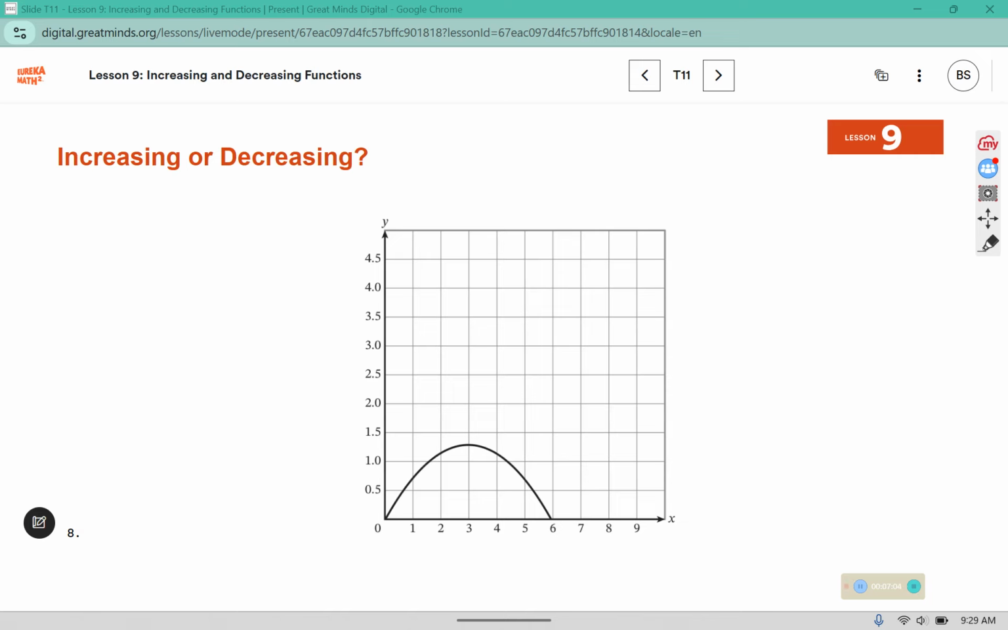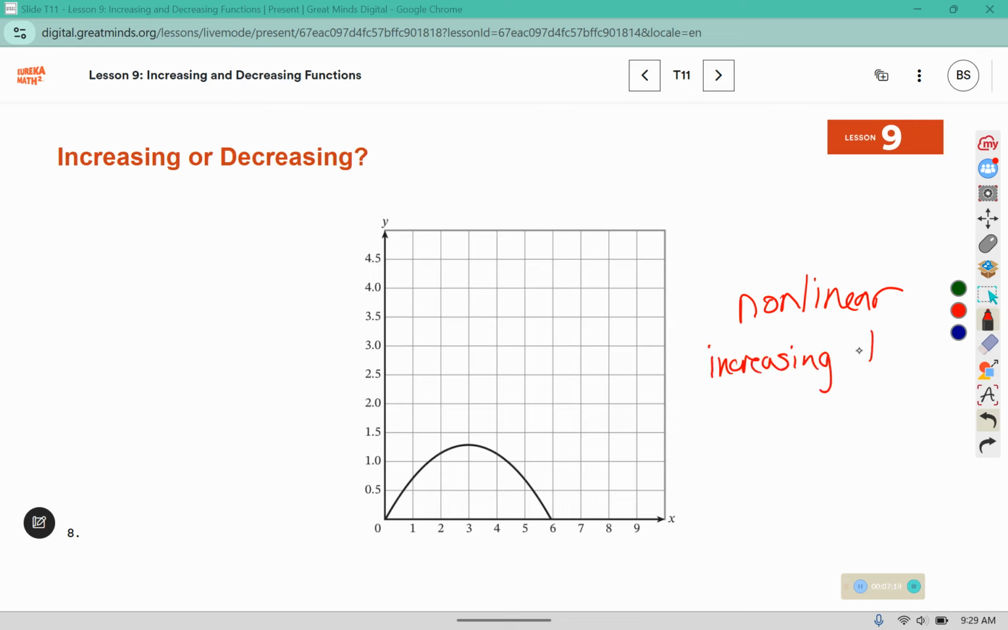This one is a curve, so we know that it is non-linear. And at the start, it is increasing, and then towards the end, it is decreasing. Until 3, it increases, and then after 3, it decreases.